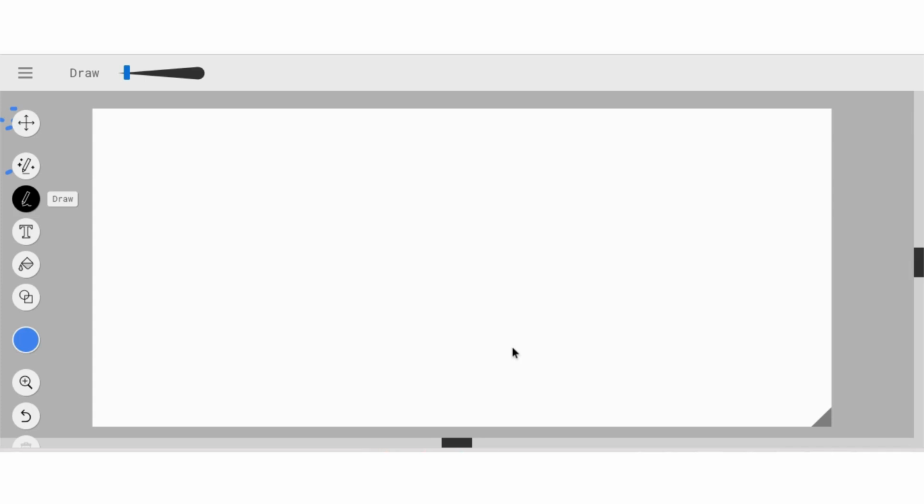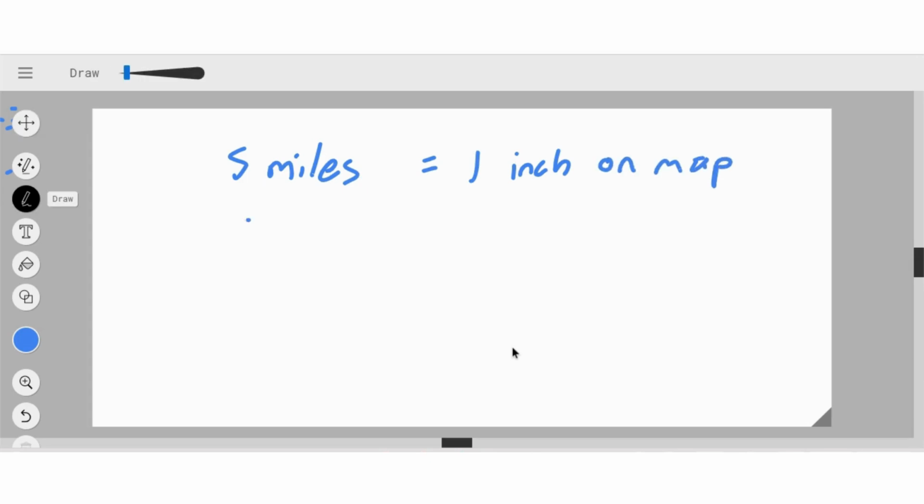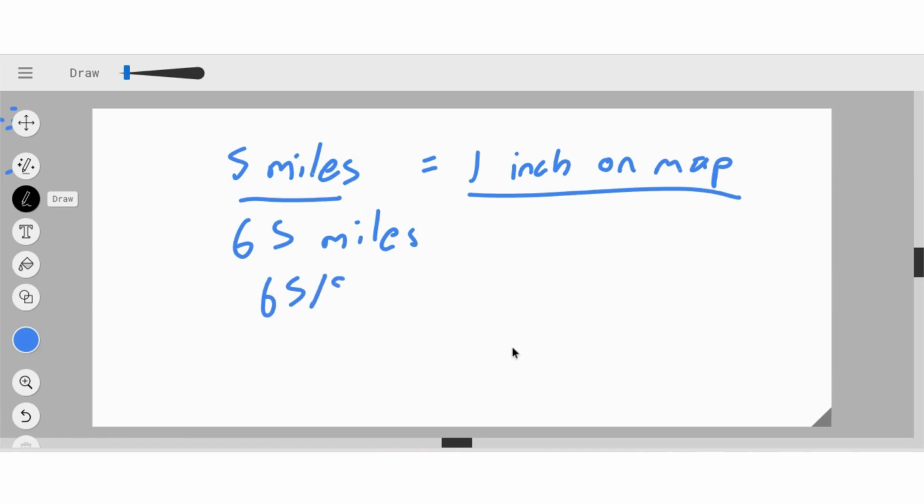So we know that 5 miles on the map equals 1 inch. Oh, I actually did that wrong. 5 miles in real life is 1 inch on the map. What's 65 miles on the map? Well, we know that 5 miles equals 1 inch on the map, so 65 divided by 5 is 13 inches on the map. That's it.